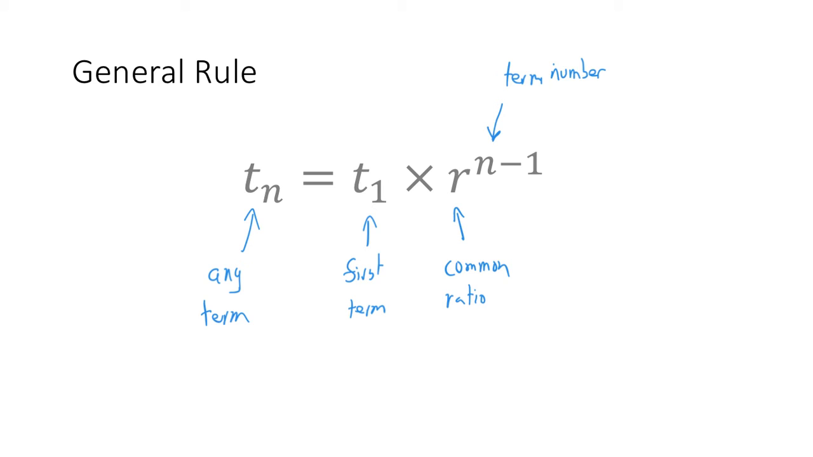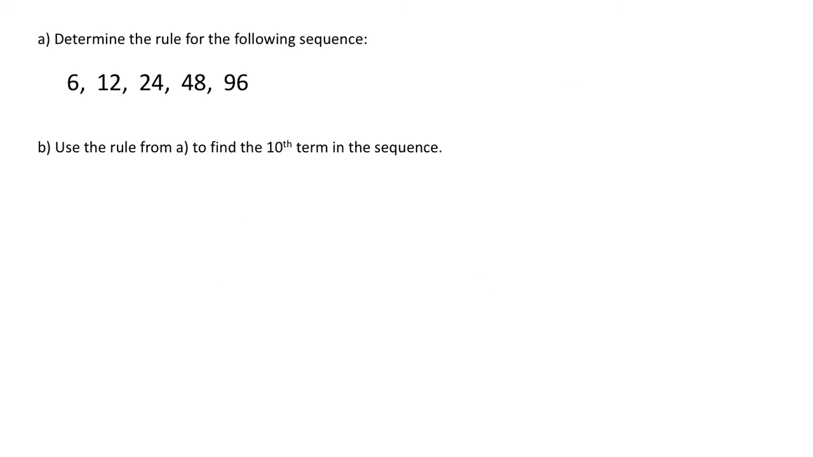So we can use this general rule when we are working with geometric sequences. So let's have a look at an example of how we can apply this general rule to a geometric sequence. In the example, we wanted to determine the rule for the following sequence: 6, 12, 24, 48, and 96. Then we want to use that rule to find the 10th term in the sequence.